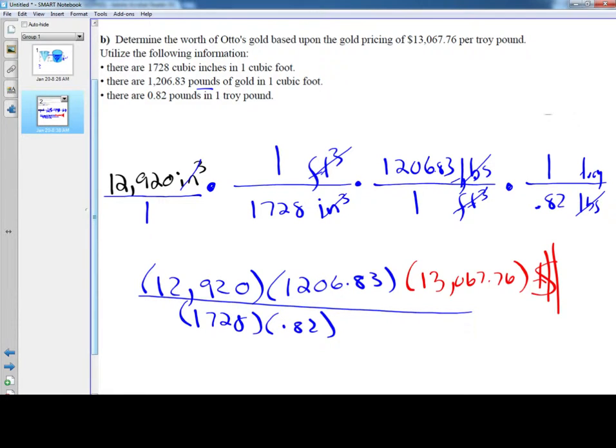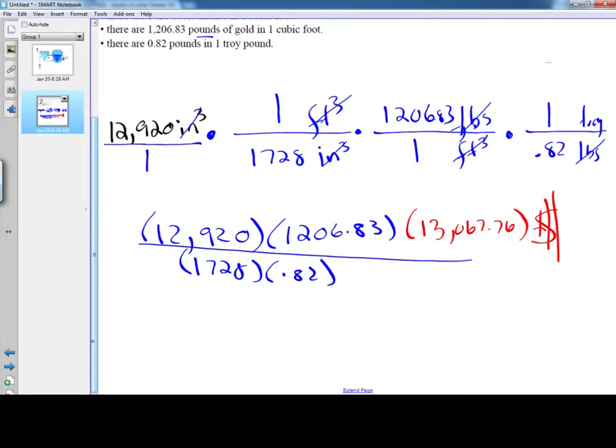12,920 times 1206.83 times 13,067.76 divided by 1728 divided by 0.82. So here's what I've got. That is exponential notation, so it's times 10 to some power. But if you keep working with it, it has that number stored in memory, so you'll be fine. Just go ahead and hit divide.